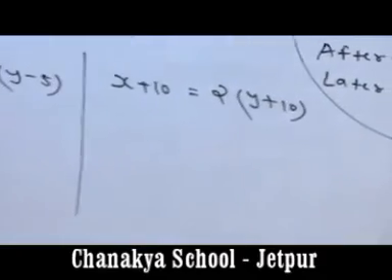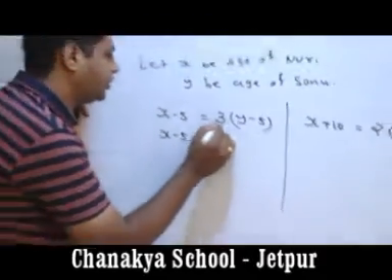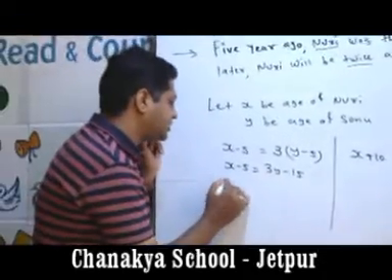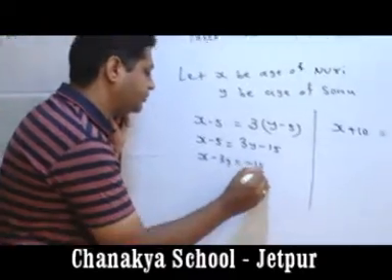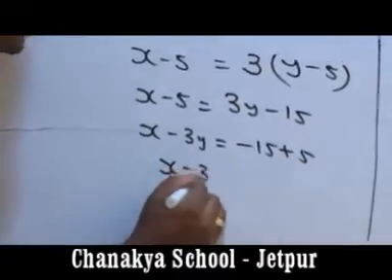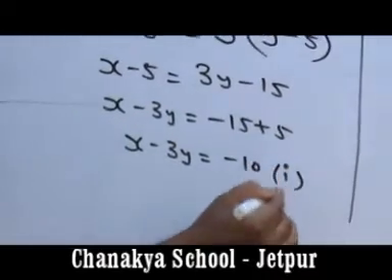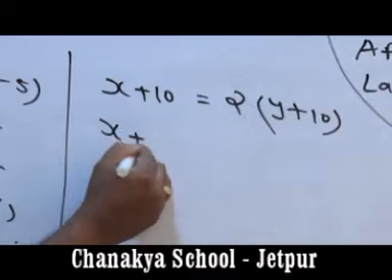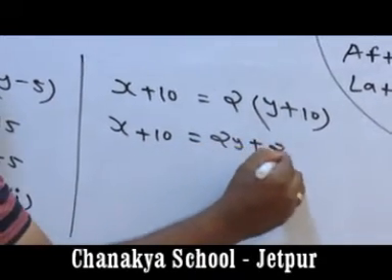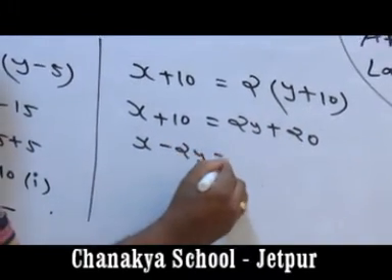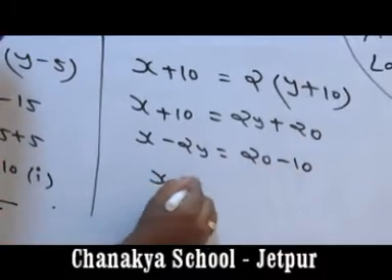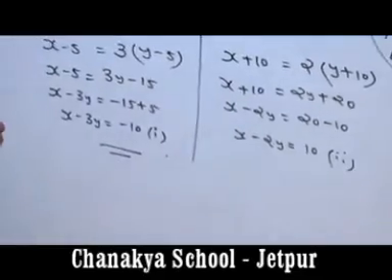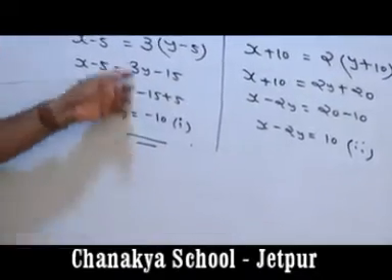Okay students, now multiplying, x minus 5 equal to 3 into y, 3y minus 15. Taking x and y on LHS, x minus 3y equal to minus 15 plus 5, x minus 3y equal to minus 10, equation number 1. Okay students, simplifying next equation, x plus 10 equal to 2y plus 20, x minus 2y equal to 20 minus 10, x minus 2y equal to 10, equation number 2. Okay students, two equations are obtained from two word equations.